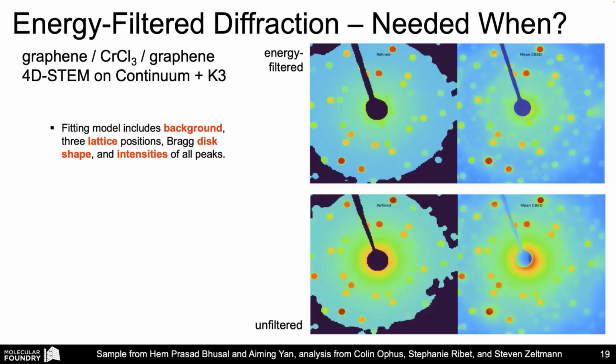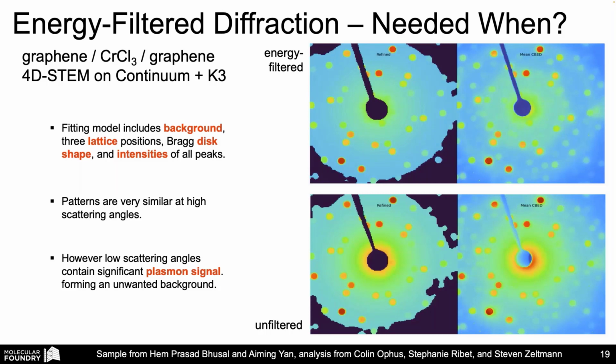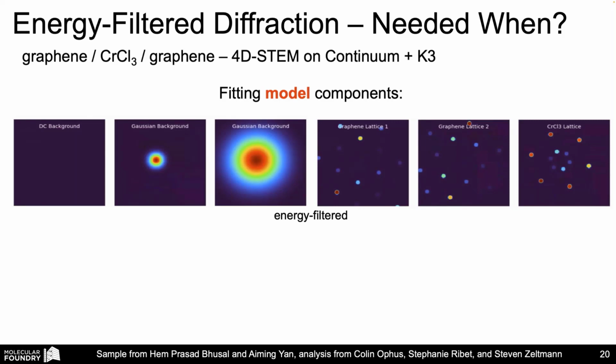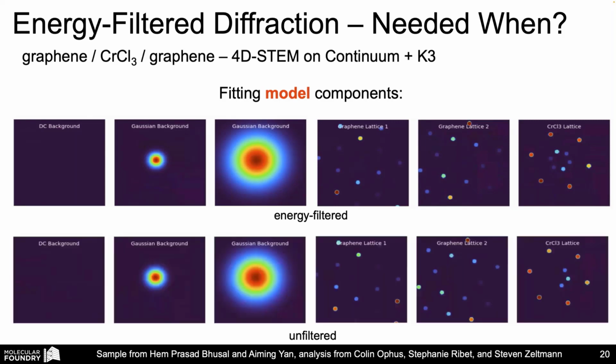And so here's what it looks like for the unfiltered data. And you can immediately see at the origin how much worse the non-energy filtered data looks. If you look at high scattering angles, though, they are very, very similar. But the low scattering angles, this is the region that we're interested in this sample. So here's what the model components look like for the energy filtered and non-energy filtered signals. You can pretty much ignore the backgrounds. You can more or less ignore the graphene lattices because that's not what we're after here. But what I want to focus in on is the innermost ring of spots in the chromium chloride lattices. And you can see that in the unfiltered data, 3 of the 6 innermost spots have dropped into the noise floor.